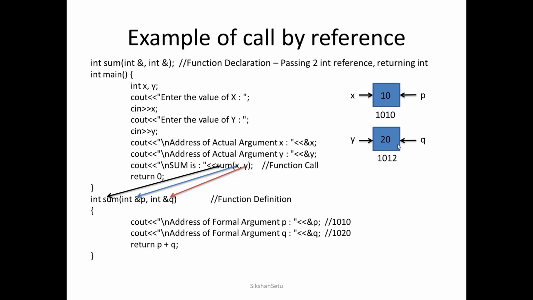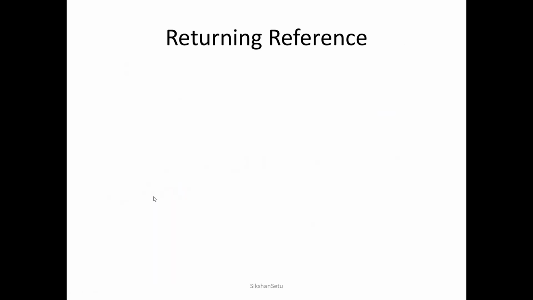Then, since it is sum, we are writing the logic for summation, p plus q, and we are returning the answer, and this is how we are able to pass. Here we have passed values. These are actual arguments and these are formal arguments, and formal arguments are reference variables. No separate memory will be allocated for these reference variables. So, this is how call by reference works.